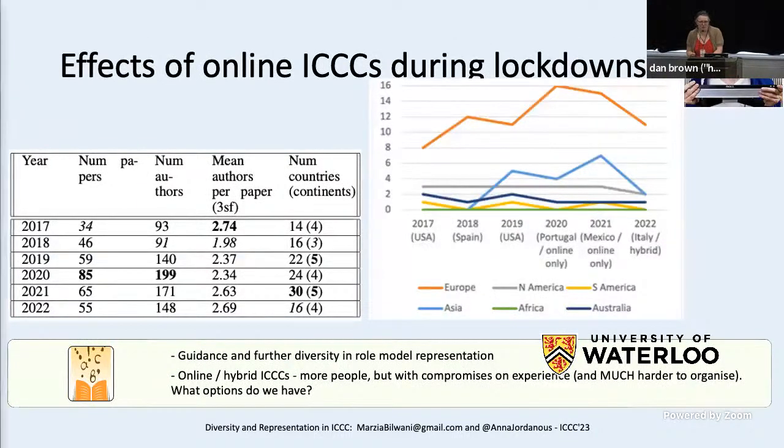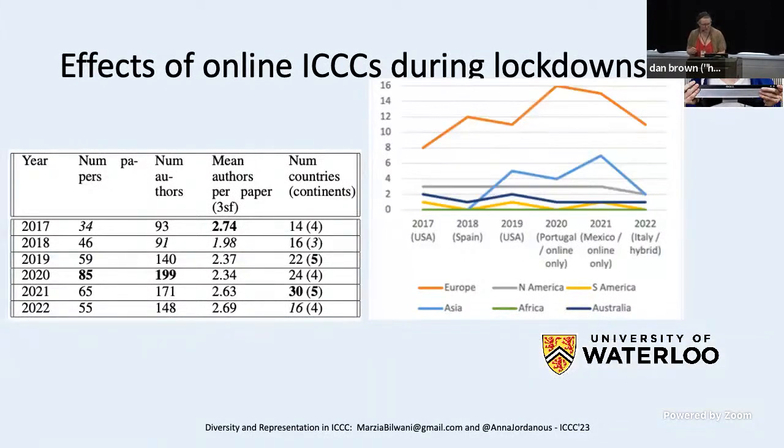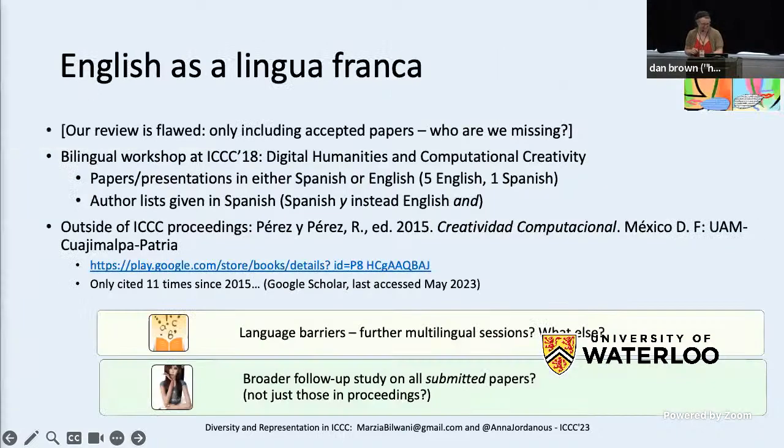When we look at the effect of going online during lockdown, you can see this shoot up in European authors, which is replicated over here in the number of papers and the number of authors in the online years. We should note that in 2020 people submitted as if it was going to be happening in person, then it happened online. There is what I'd like to call, I'm looking at Kaz here, the Kaz Grace effect for Australia, this clustering.